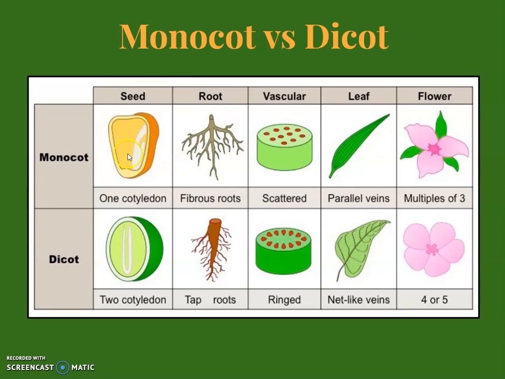So here are the differences between the two. Monocots have more fibrous roots, while dicots have tap roots. If you look at the vascular tissue within monocots, vascular tissue is all around in theirs, while they are ringed in dicots. Once again, the leaves have parallel veins in monocots and net or branched veins in dicots. And then the flowers are in multiples of 3 in monocots and multiples of 4 or 5 in dicots.